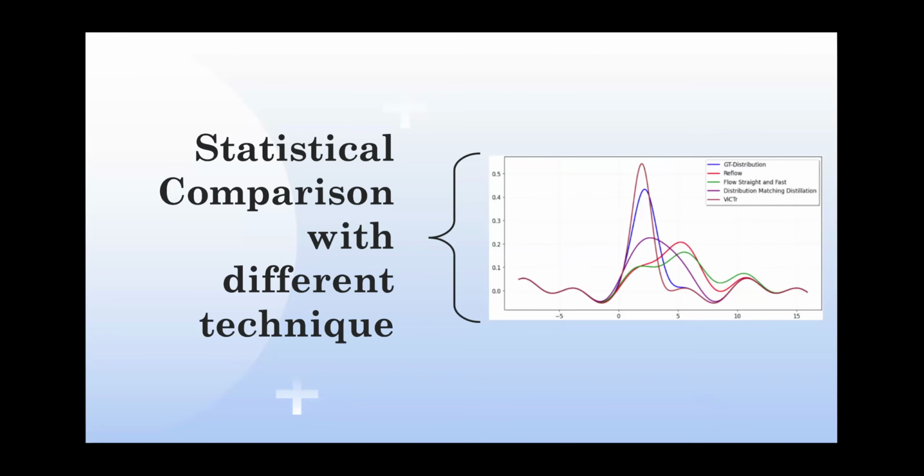Let's go step by step. Firstly, let's go with the statistical comparison between the different methodologies. Reflow, flow straight fast, distribution matching distillation, and ViCTr are the different algorithms. Our ViCTr algorithm can match the exact ground truth distribution. Blue is the ground truth distribution, and brown is the distribution produced by ViCTr, and we are comparable with the ground truth distribution.